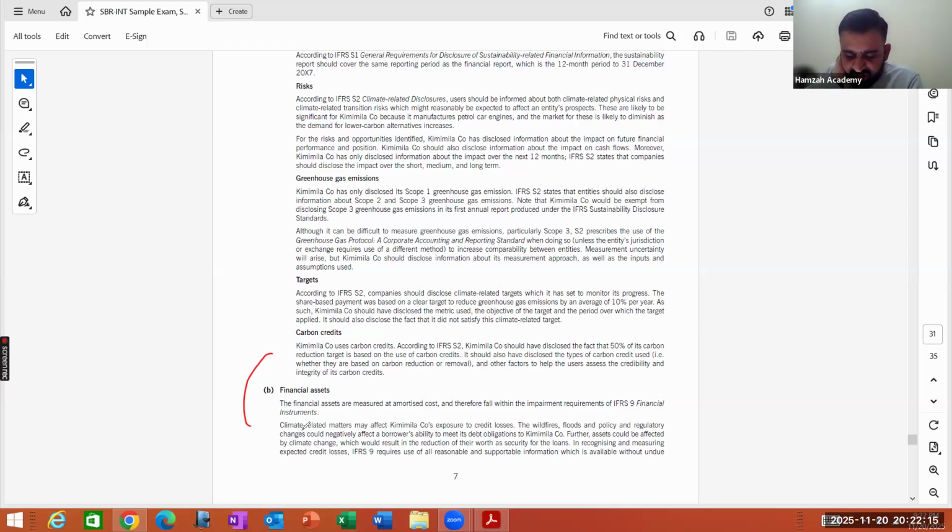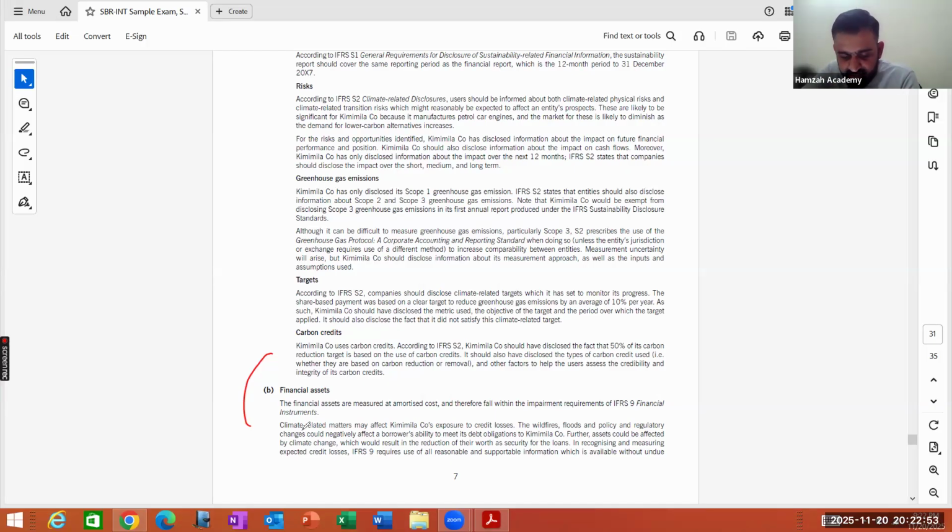Climate-related matters may affect K company's exposure to credit losses. Wildfire, flood, and policy and regulatory change could negatively affect the borrower's ability to meet its debt obligation to K. Further, assets could be affected by climate change, which would result in a reduction of the worth of the security for the loan. Another aspect, they are affecting the ability of your supplier to pay back, and even if you have a security against the loan, the value of that security would also be affected by climate change, due to the flood, due to the wildfire. Obviously, the value of the asset would fall, the value of the security will fall.